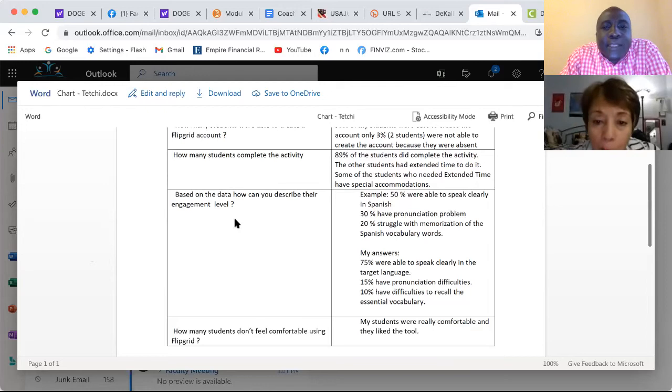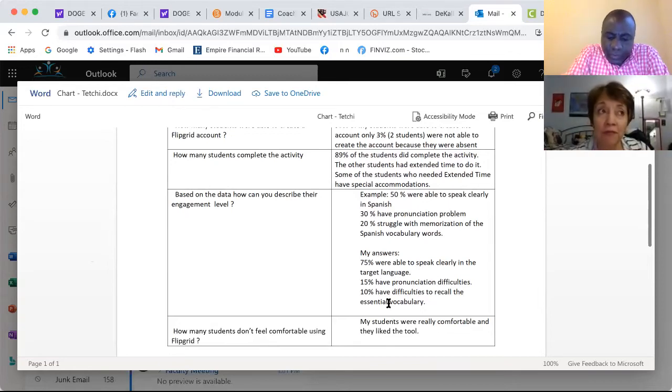So now, based on the data, you say 75% of students were able to speak clearly in the target language. Wow, that's a good number. And I will tell you why. Even if they were not feeling confident with the way they pronounced, they went back and did it again. Flickr shows you how many times the person can see it. That's a great tool. If they don't feel confident, they can go back and redo it.